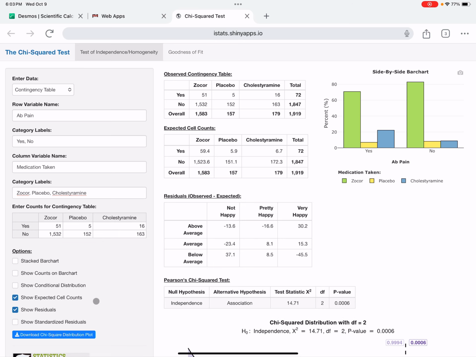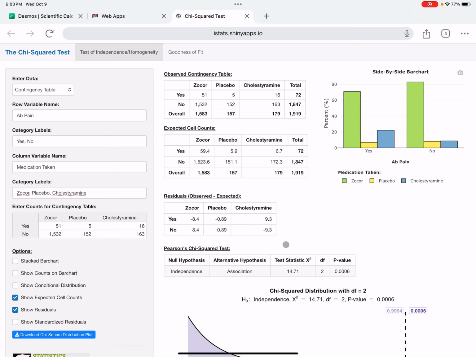So we can click on residuals, and these residuals have the same interpretation as the residuals for the goodness of fit, right? This tells us how much of a difference we're seeing. Okay, so the residuals might be helpful to look at.